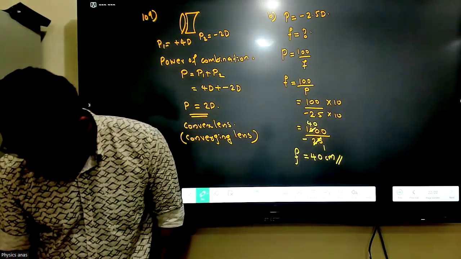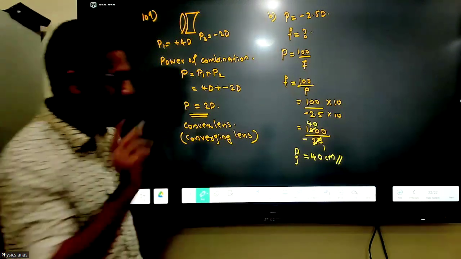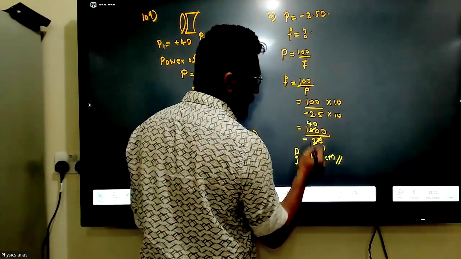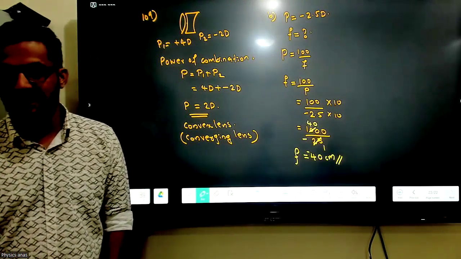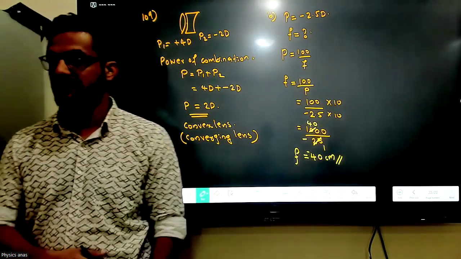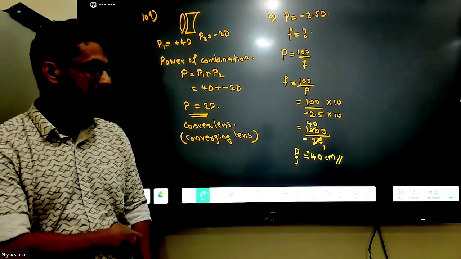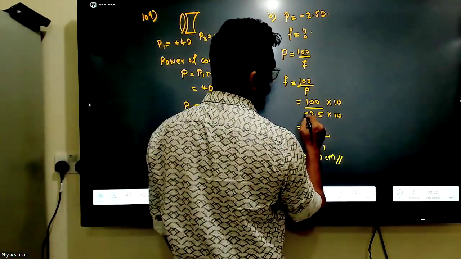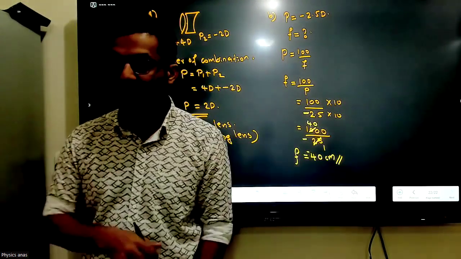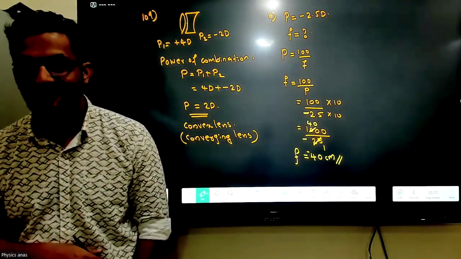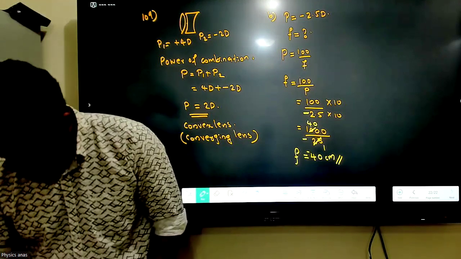Okay, this is the next question. The power is negative, so if power is negative, focal length is also negative. So that will be minus 40 centimeter. Focal length is negative, minus 40 centimeter. Did you get it? Okay, good.